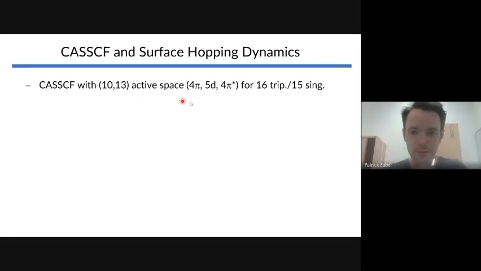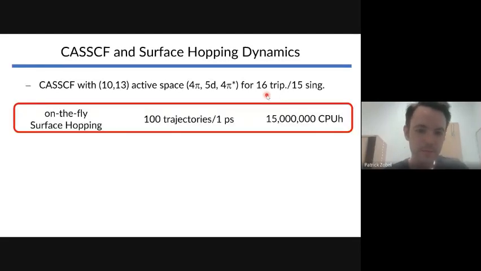We have an active space of the 5d electrons and then 4 pi and 4 pi star electrons, calculated 16 triplet and 15 singlet states. And at the end, how much would it cost to simulate this kind of dynamics? If you would do the standard on-the-fly surface hopping, and you would say, I want to calculate 100 trajectories, I want to simulate them for 1 picosecond, well, this costs already 15 million CPU hours.